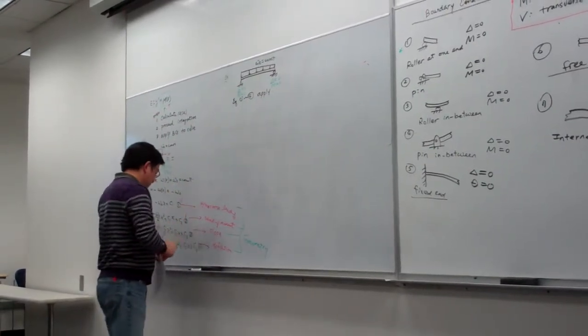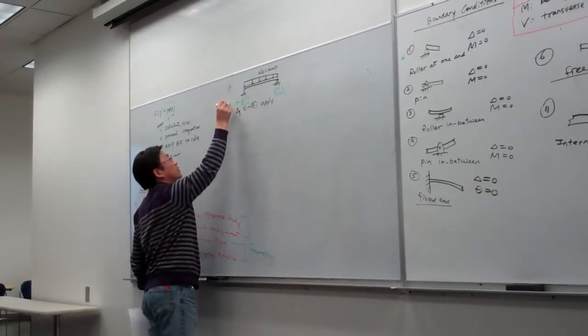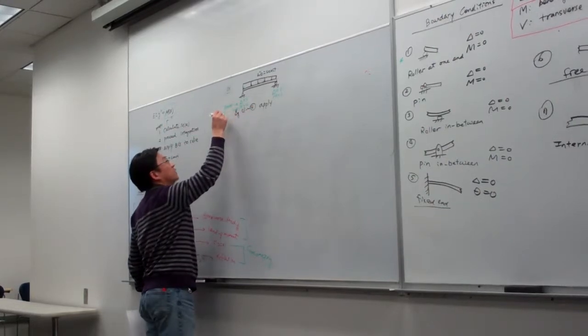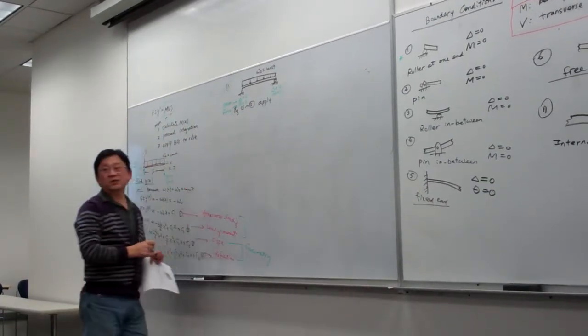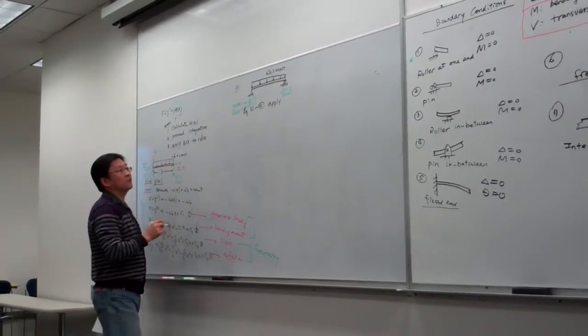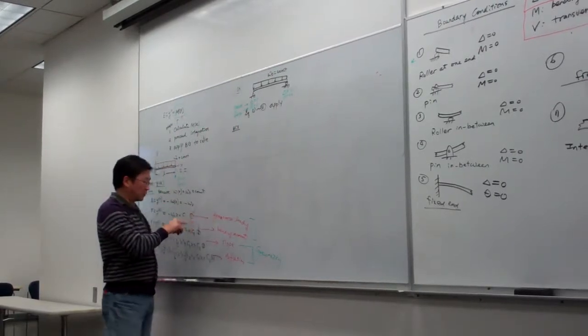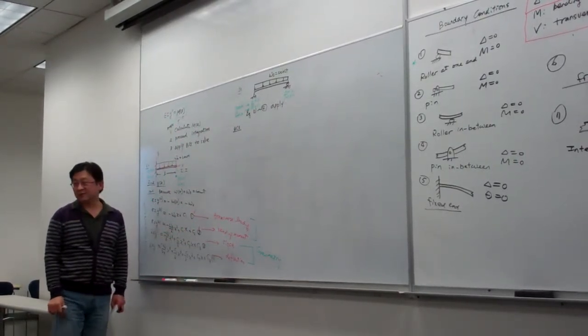So here, the first one is regarding the geometry. The second one is about the force. Just some comments here: we have four boundary conditions, so we should be able to solve for the four integration constants.